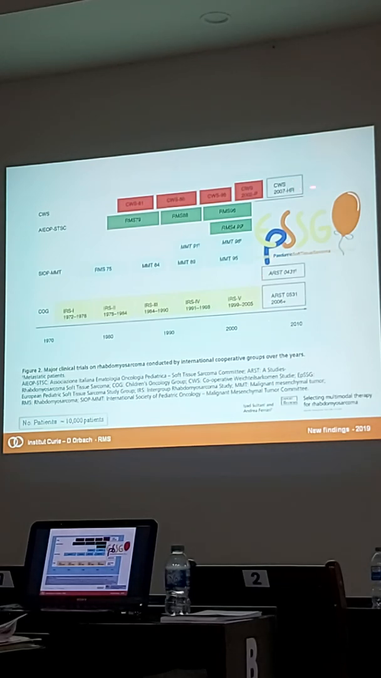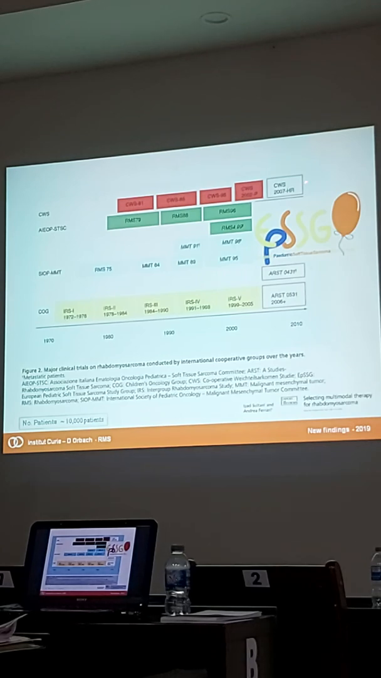You have 3 different groups. The COG, North American, is the same. The German one, which is called CWS, and the European Metastatic Sarcoma group, which gathers Italian, UK, France, Spain, Netherlands, and so on and so on. So, just to understand who is who, the German group is not in the EpSSG group, it's apart, but it's like this.